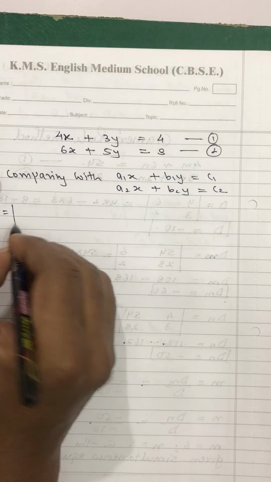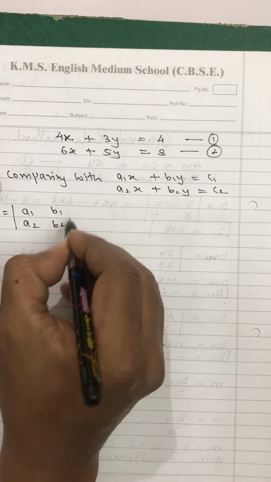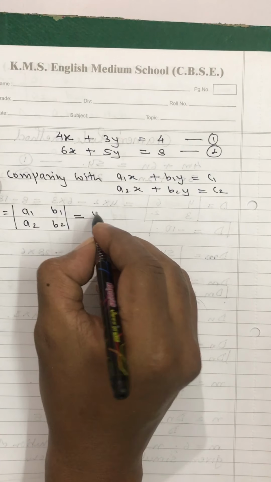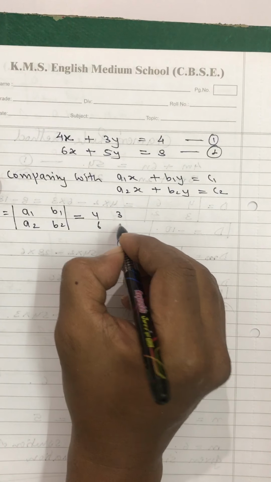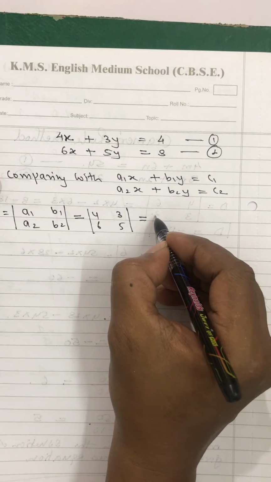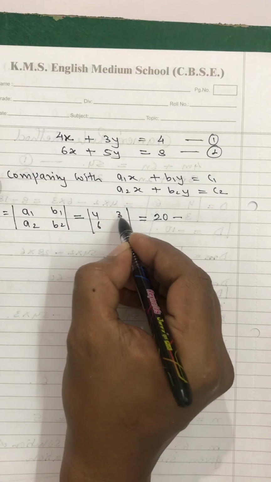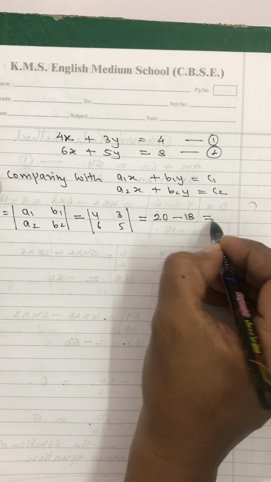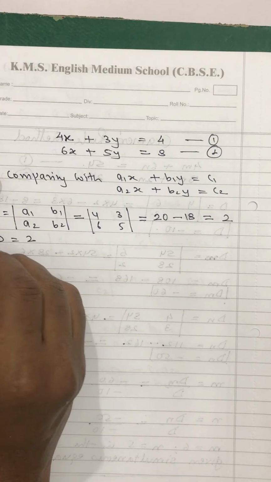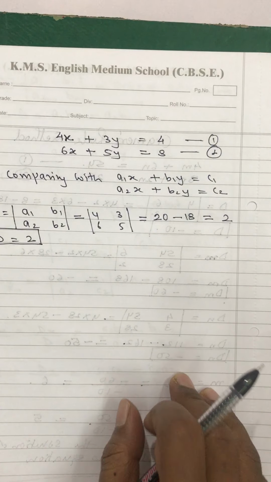D is always equal to what? a1, a2, b1, b2. Are you getting a1, a2, b1, b2? Which in your case is 4, 6, 3, 5. And that will be equal to 4 into 5, you can write it now, 20 minus 6 3s are 18, and that is going to be only 2. So you get D is equal to 2. This way also you can write. In this way when you write, your presentation is absolutely complete.